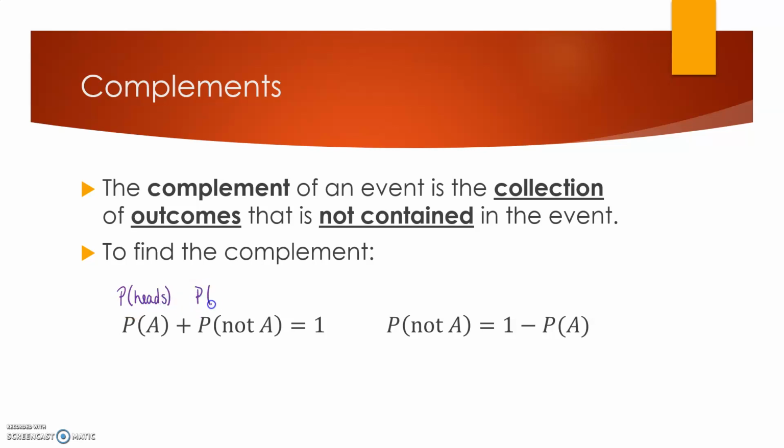and the probability of flipping a coin and not getting heads has to equal 1, because when I flip a coin, I either get heads or I don't get heads. It's one or the other. And so that's guaranteed to happen, and that's why it equals 1. So to find the complement, we have to take 1 minus the probability of the event happening.